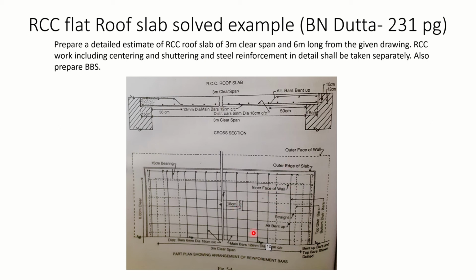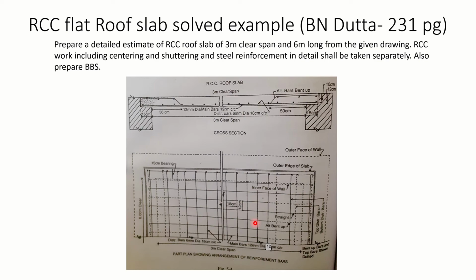Here in the plan we can read that the straight bars and bent up bars are alternate. So at the ends we will have the straight bars, and in between the straight bars we will have the bent up bars. Okay. The distribution bars are in the central portion at 18 centimeter center to center, and in the corners there will be 3 bent up bars here and here at top and bottom.